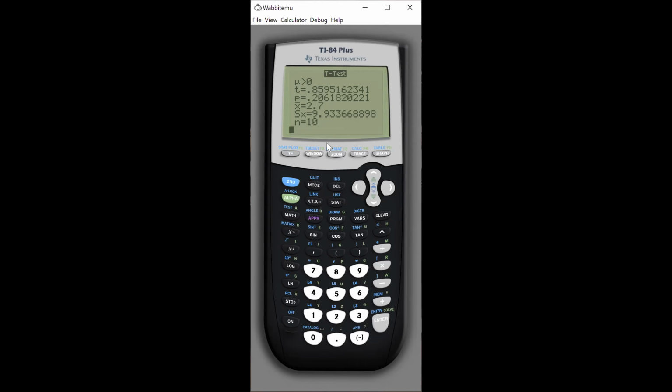If you look at the very top one, it gives me t, which is 0.8595. It also gave me a p-value of 0.206. Sweet. So if you look at the calculator, all of that worked for us. Any question on how to get this?